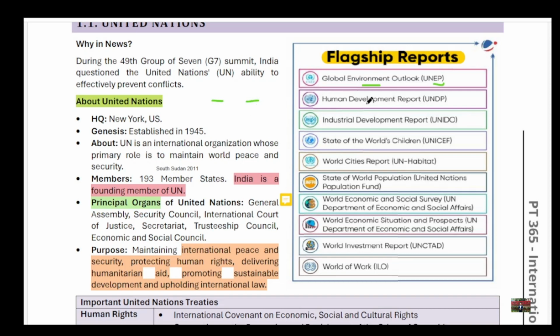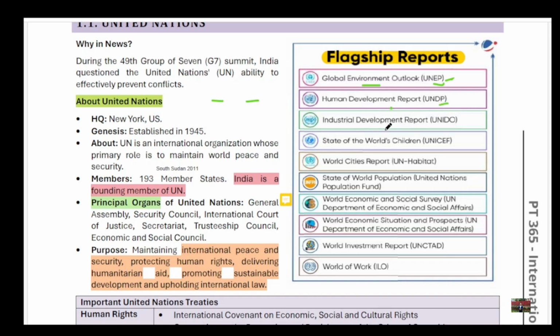That is why it becomes important to have a look at the flagship reports of the UN and also the organizations. All right. The first and foremost report is the Global Environment Outlook. It is released by the United Nations Environment Programme. The second report is the United Nations Human Development Report. It is basically released by the United Nations Development Programme.